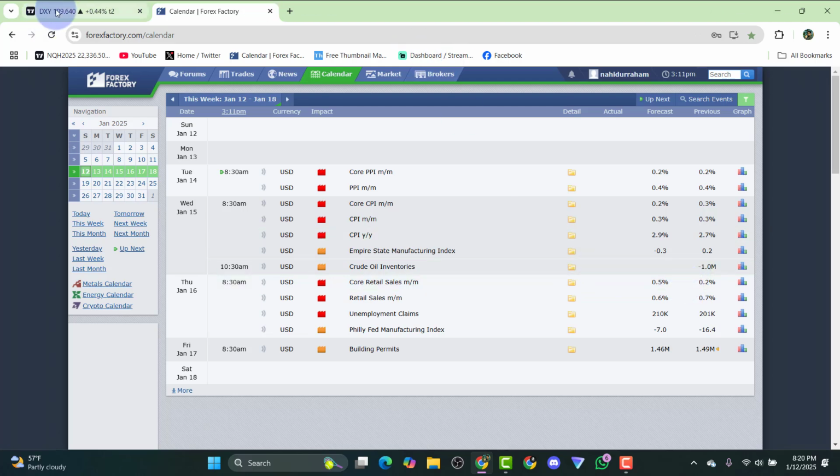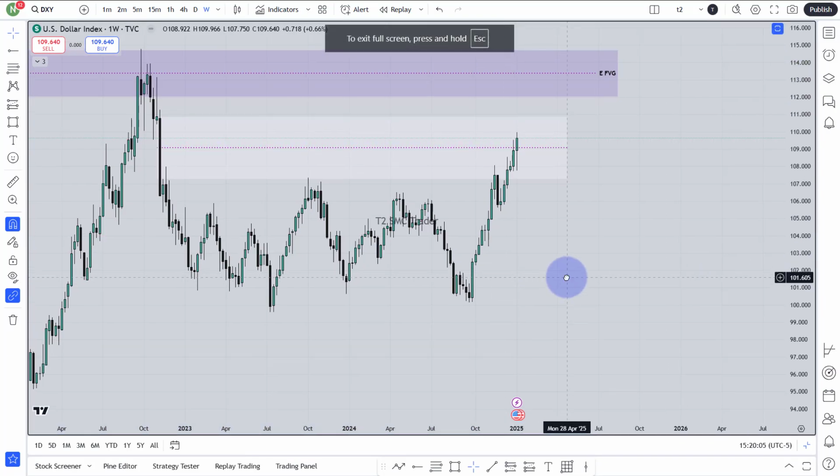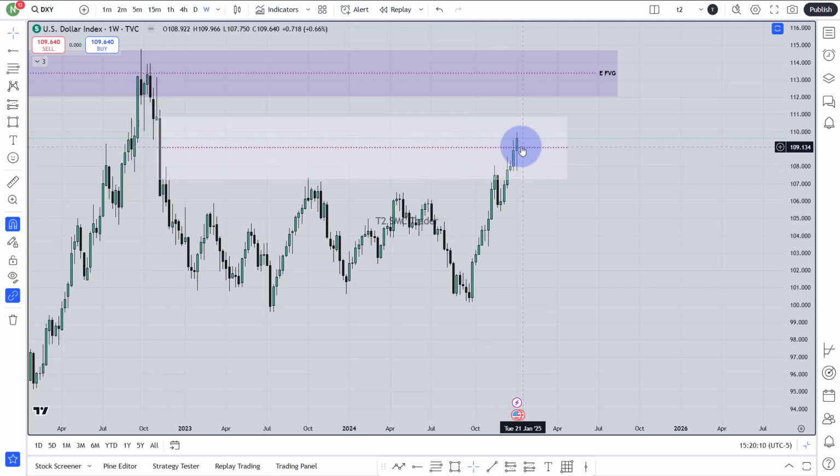So let's go to the price action, and here this is dollar index. I'd love to start from the dollar index weekly chart. So this is that weekly bearish gap, and so far market came here and closed above the 50% of that weekly bearish gap. My intention is to see if it can keep going higher.